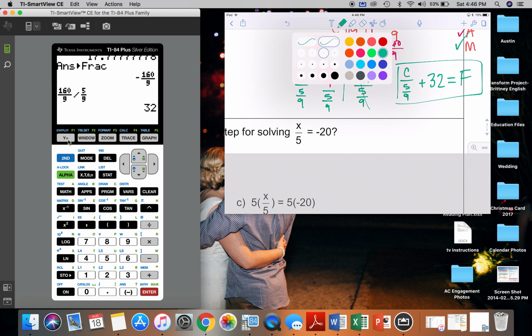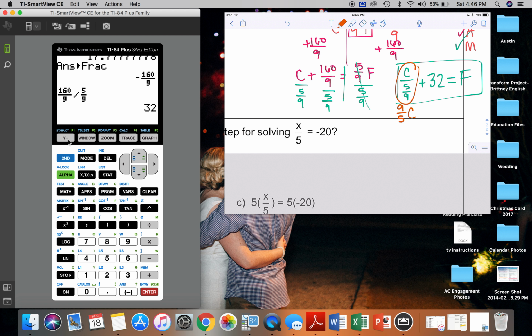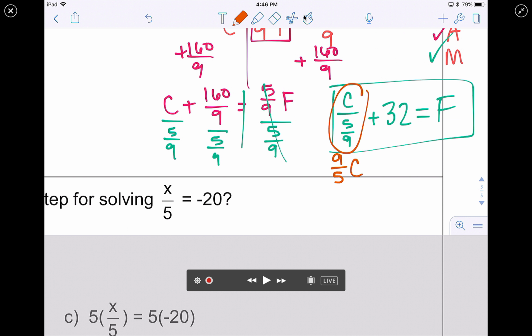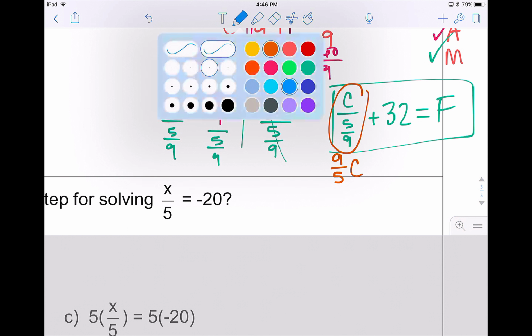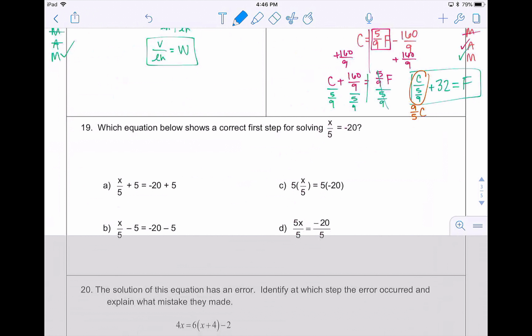Now just a quick heads up, anytime you divide something by a fraction, you can also flip that fraction and multiply. This is kind of a complicated problem, but if you have something divided by 5 divided by 9, it might also be written as 9/5 times it. So just to give you a heads up, that could happen.